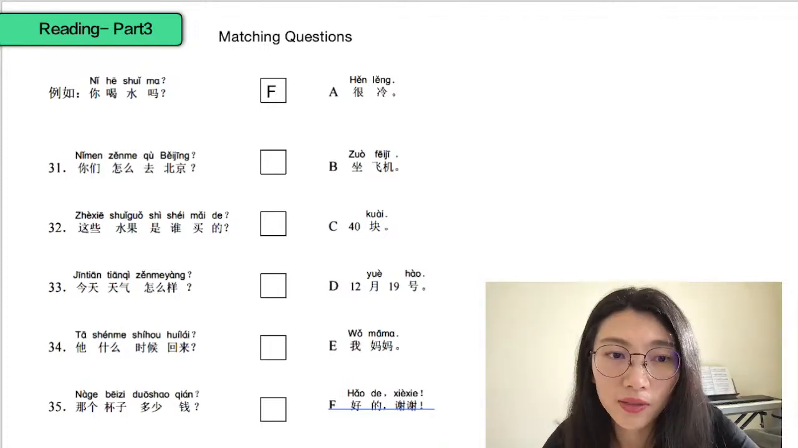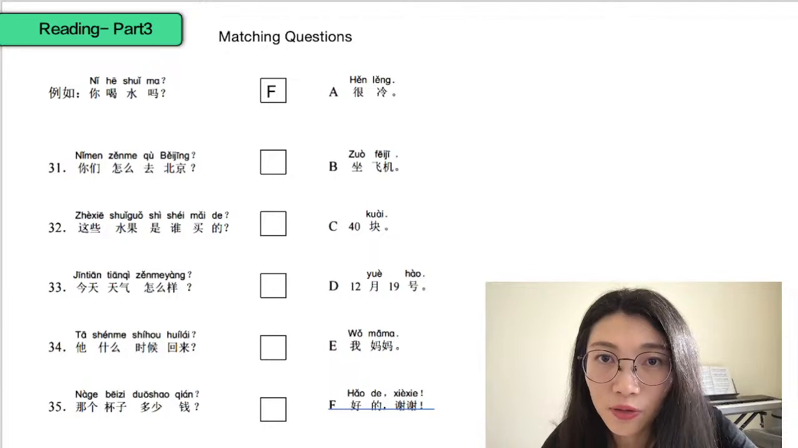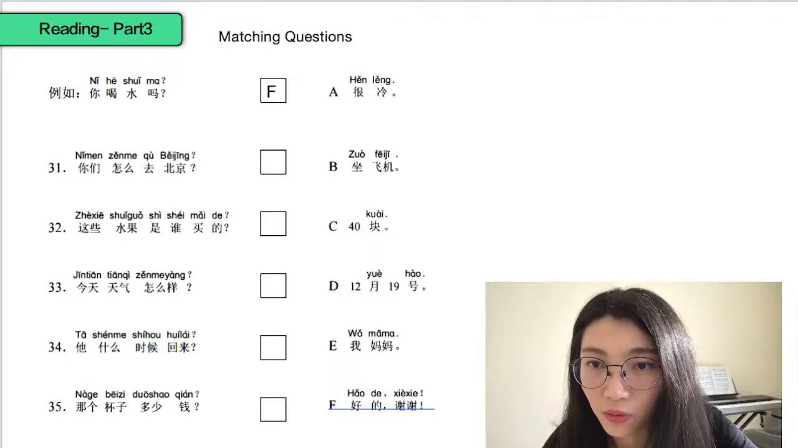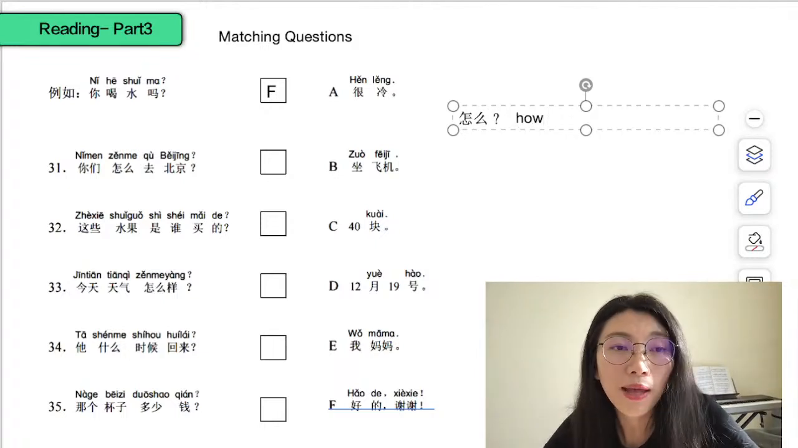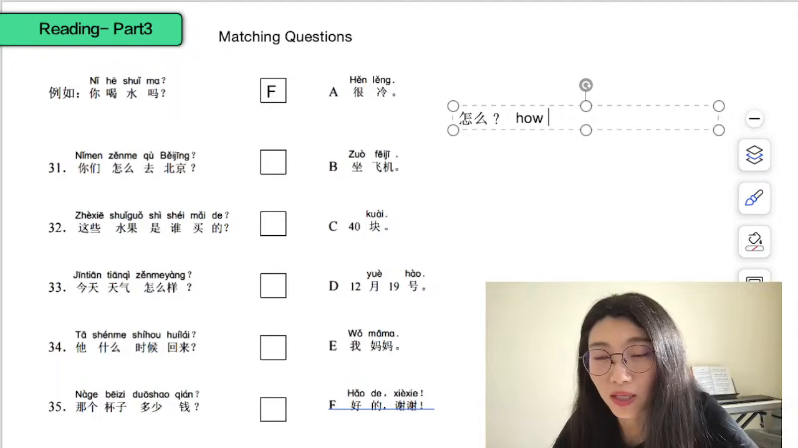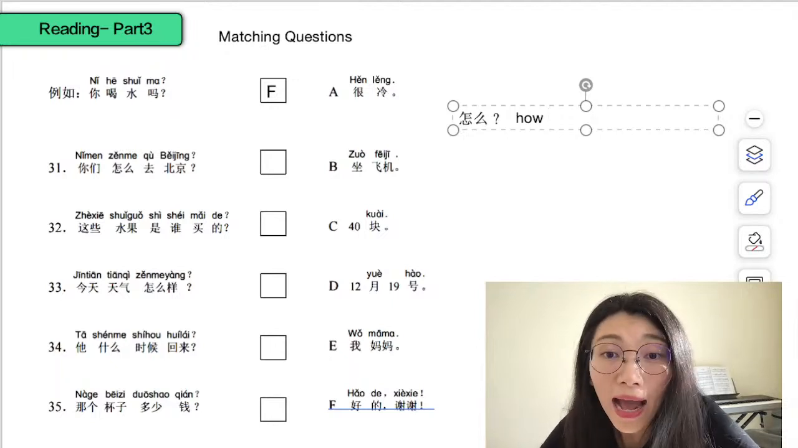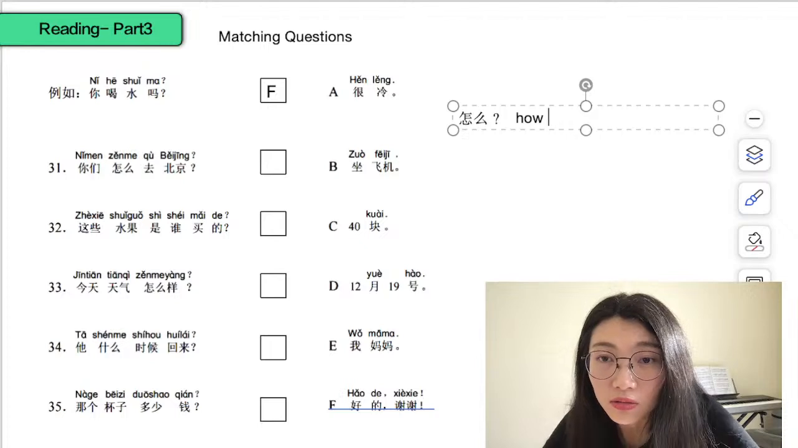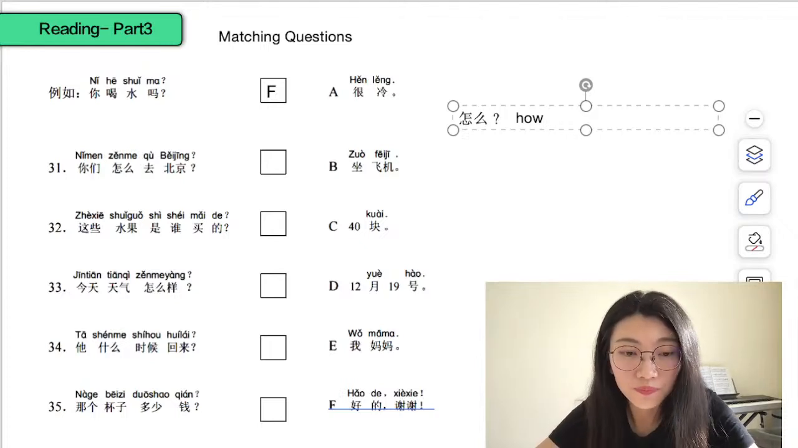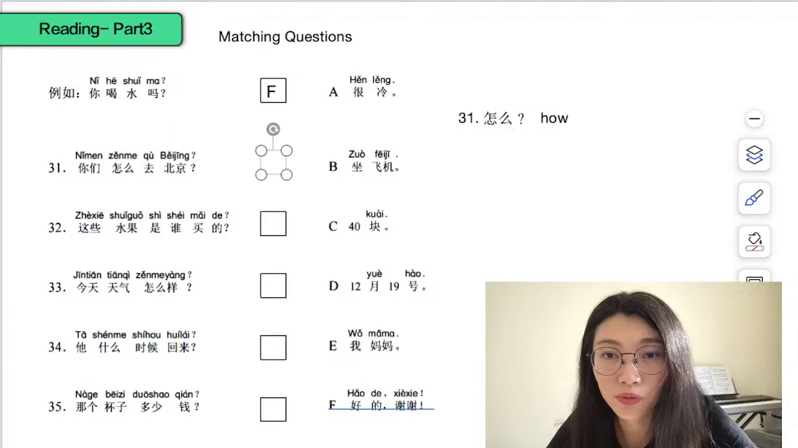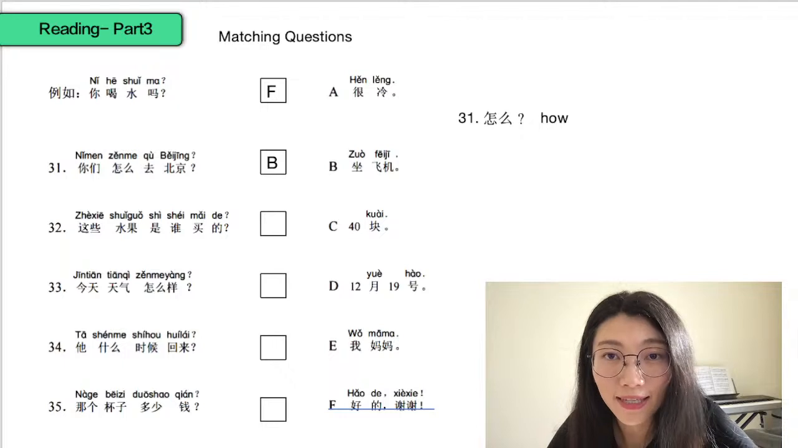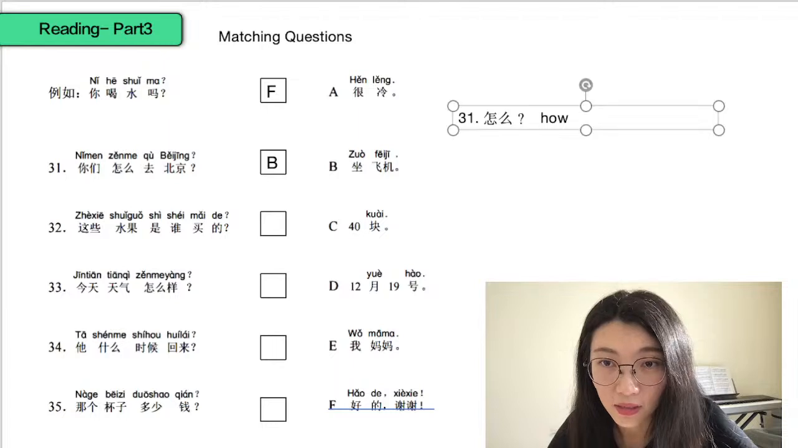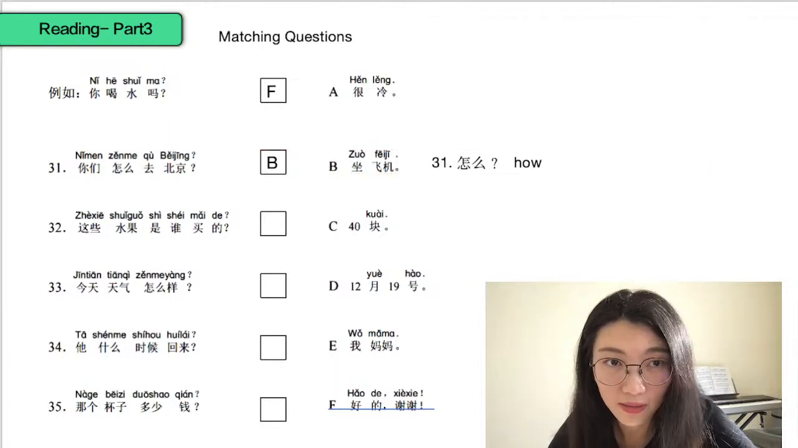Number 31. 你怎么去北京? Okay, here the question is 怎么. What's the meaning of 怎么? It's about how. How did you go to Peking? It's asked about the way. So how to go to Peking? So which one to choose? 31. We should choose B. 坐飞机. 飞机 here is the transportation. Take a flight. 坐飞机. So here B is correct.